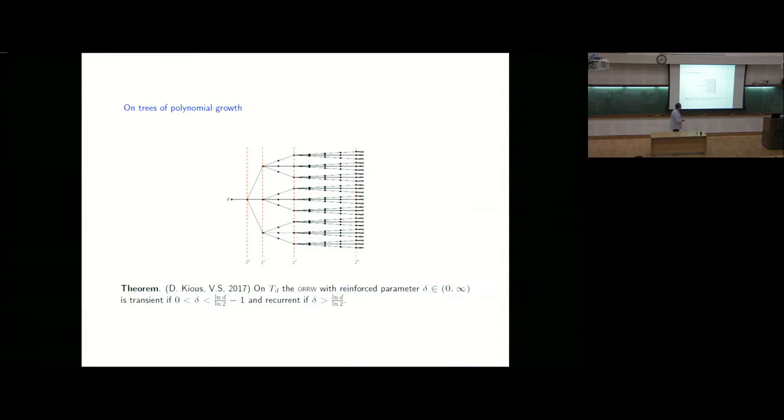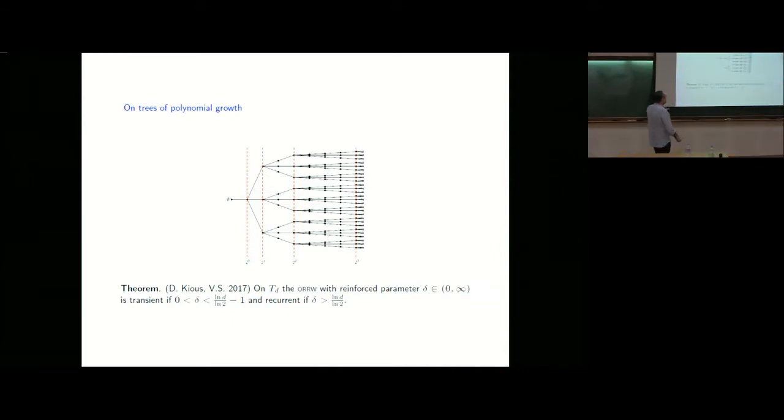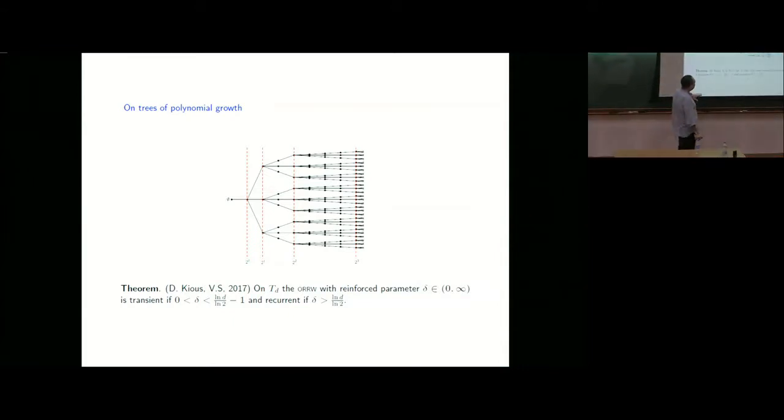Here is the theorem. We were very happy to have this. Random walk with parameter delta is transient if delta is smaller than log d divided by log 2 minus 1, and recurrent if it's bigger. I will not speak about the proof. We were very happy, but it was, if I could say, handmade. We were very lucky to get this number.